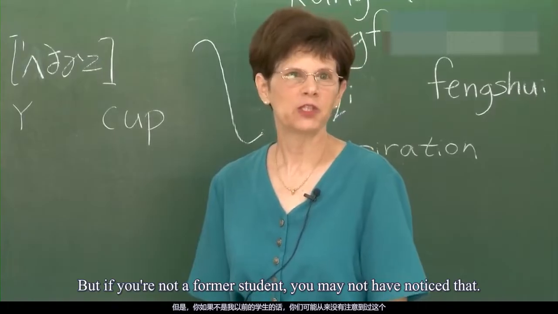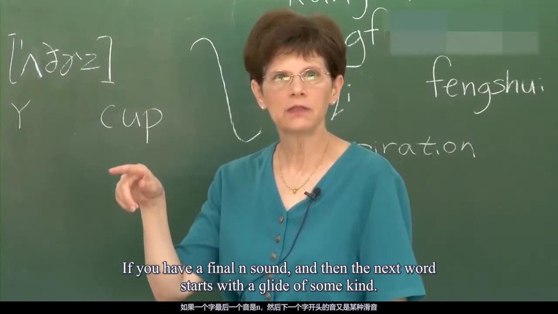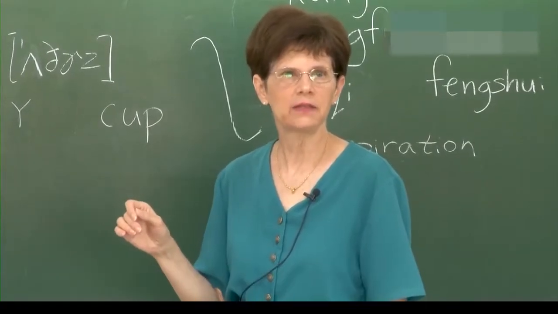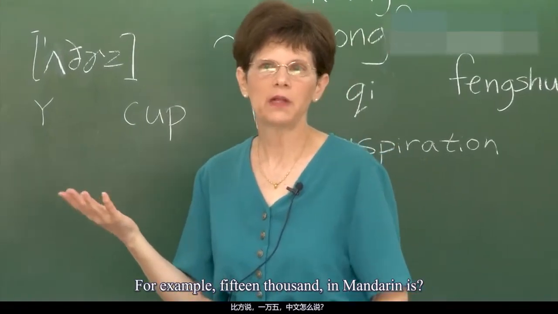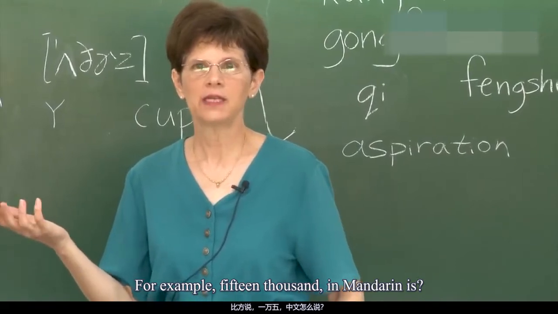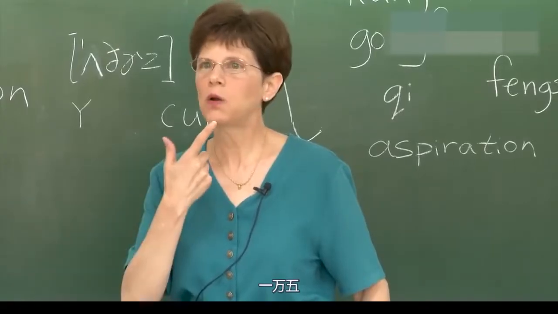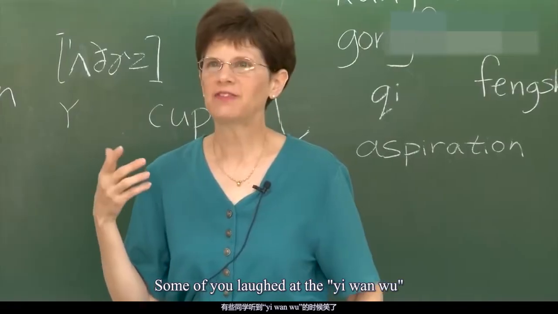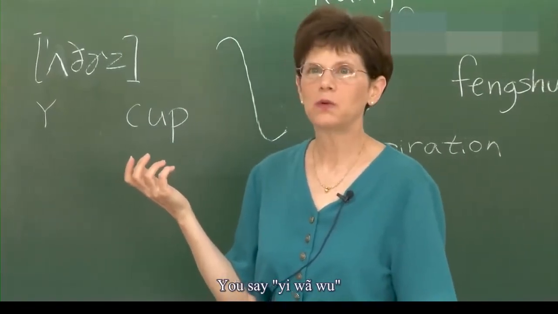But if you're not a former student, you may not have noticed that if you have a final sound, and then the next word starts with a glide of some kind of approximant, like E or W. For example, 15,000 in Mandarin is 15,000. Is it 15000 or 15000? Some of you laughed at the 15000. You think it's really funny. Because you don't say it that way, you say 15000.